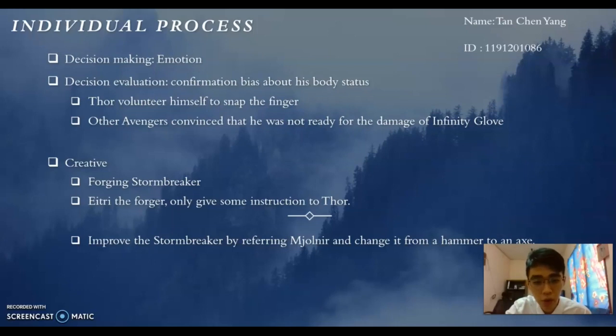Next one is creativity. The creativity of Thor can be found where he forges his new weapon, Stormbreaker, because his older weapon was destroyed by his sister, named Hela. Actually, the forger only gives instructions to Thor, because he was not able to forge anymore due to Thanos.